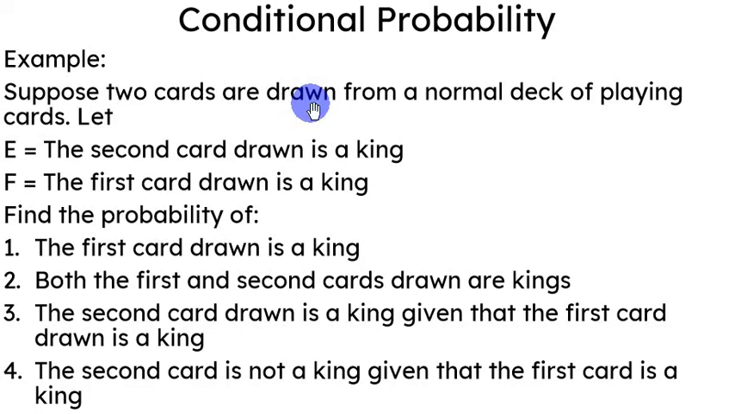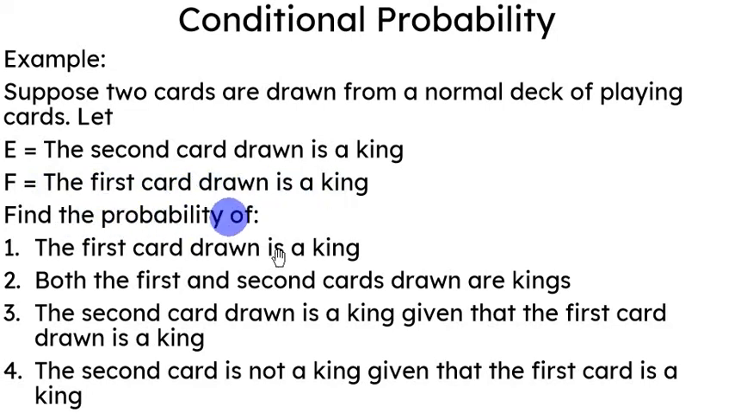Let us have an example of conditional probability. Suppose two cards are drawn from a normal deck of playing cards. Let E be the event that the second card drawn is a king, and event F will be the first card drawn is a king.